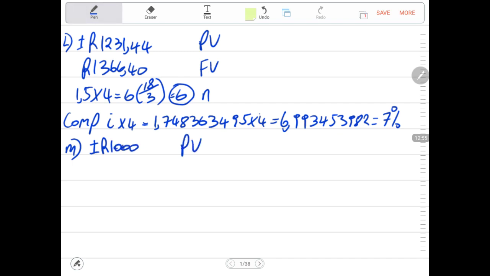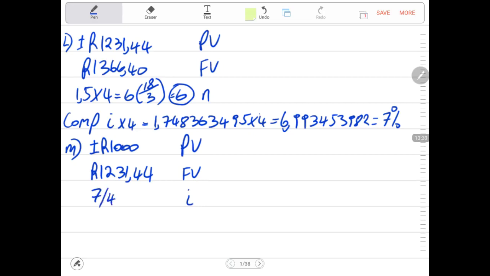Remember, when you invest money, cash goes out of your account. So hence I'm using the plus minus. The calculator will acknowledge that as a minus. Then we have the future value. Our future value is 1,231.44. Then our interest, in this case, we have our interest as 7 over 4.